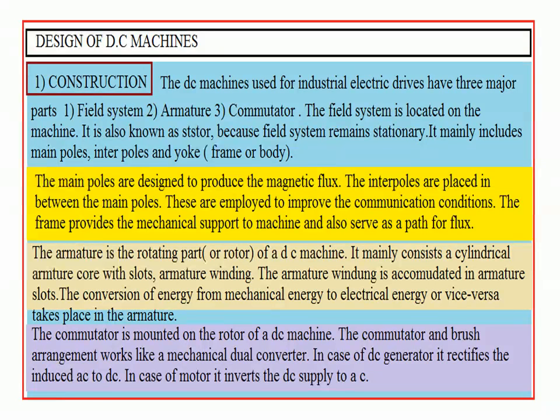The interpoles are located between main poles. The main function of interpoles is to improve the commutation conditions. The frame or body or yoke provides the mechanical support to the electrical machine. It is also designed with a low reluctance path to provide a better magnetic circuit.